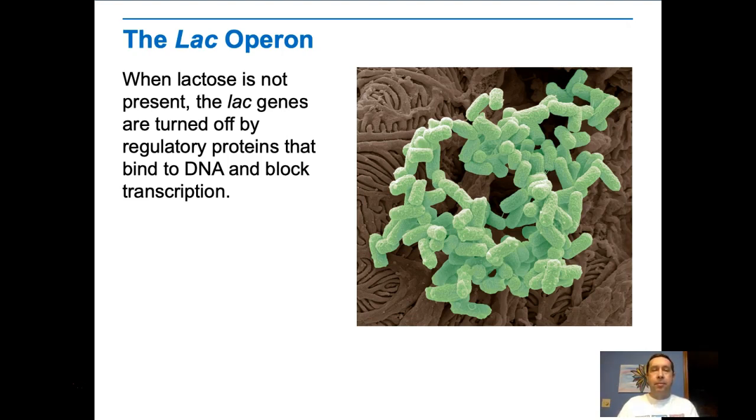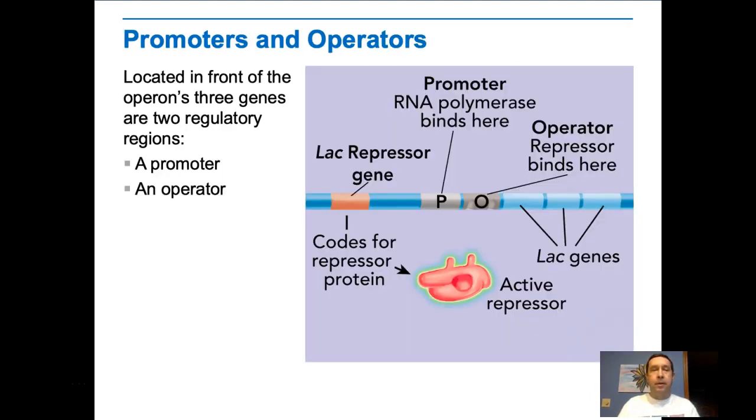When lactose is not present, the cell doesn't need to produce the enzymes that break down and digest lactose, so the lac genes are turned off by a regulatory protein called a repressor that binds to the DNA and blocks transcription by blocking RNA polymerase. So here's kind of how it's organized. You've got a repressor gene that codes for the repressor protein, which is active because it's what we call an inducible operon. It's normally off, but can be turned on.